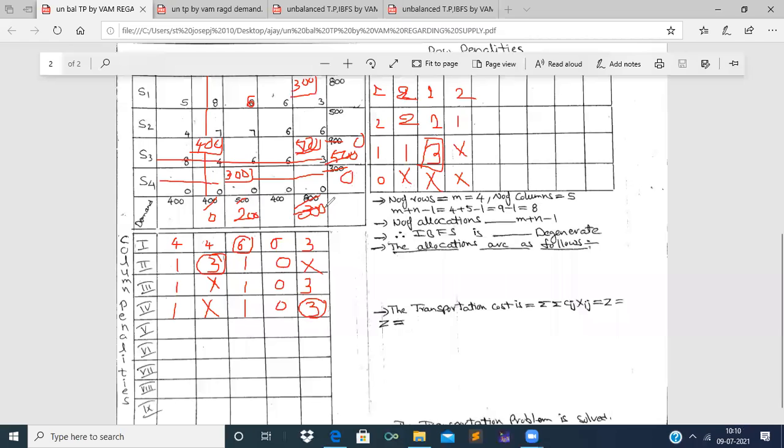And now strike off this 300. Now the demand is made 0, and take out this 300 from 800. We are left with 500 supply. And now we strike off the column.